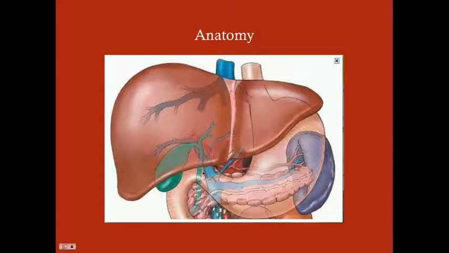The common bile duct runs inferiorly towards the duodenum, but it hits up with the pancreatic duct, which once those two come together, the common bile duct and the pancreatic duct, you now have the ampulla of Vater. And the ampulla of Vater releases into the second part of the duodenum. The sphincter controlling that is known as the sphincter of Oddi.